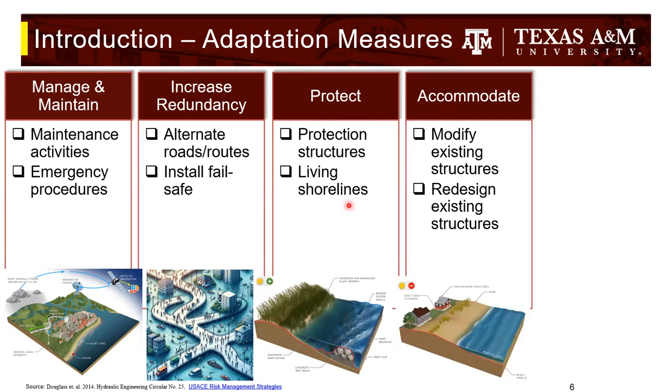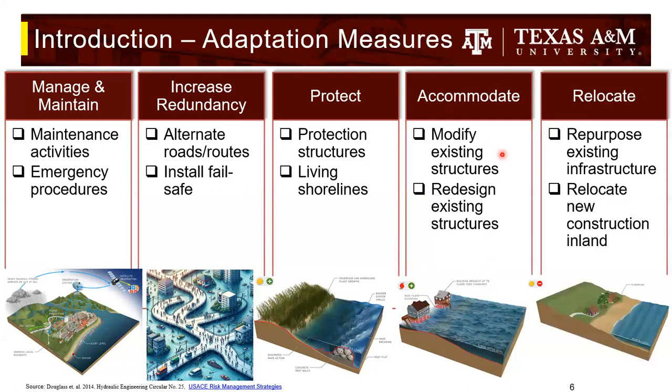Then the fourth one is accommodate, which is nothing but modifying the existing infrastructure, that is, redesigning the infrastructure. So in the bottom, you see the current infrastructure or the built foundation. If we raise the footing or raise the foundation, these structures become more resilient to the flood hazard. So this is what we are saying, redesigning the existing infrastructure.